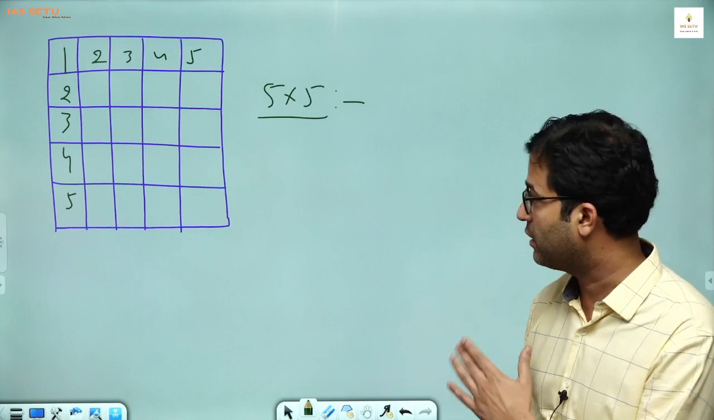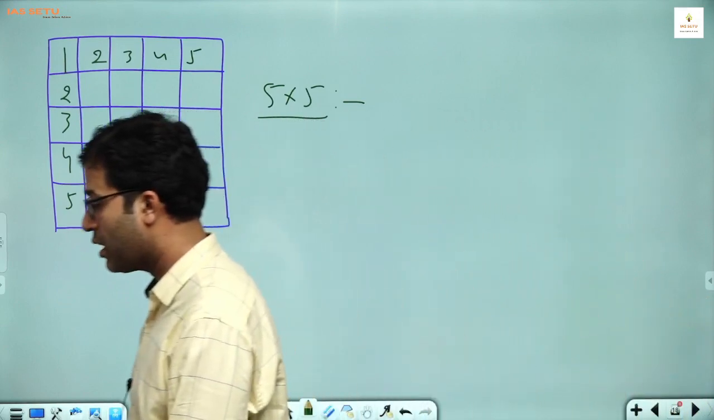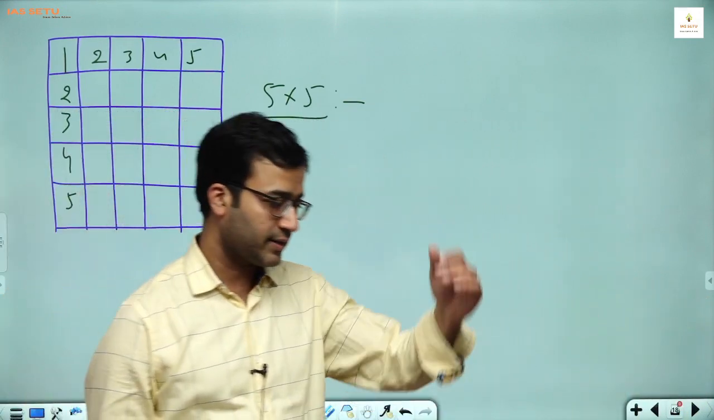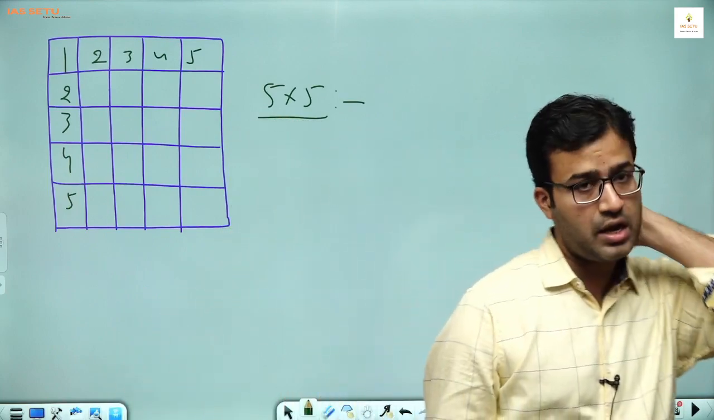But believe me, if you do manual counting, that will take 7 to 8 minutes and chances are very less you will get the correct answer. Correct answer आने के भी chances कम हैं.